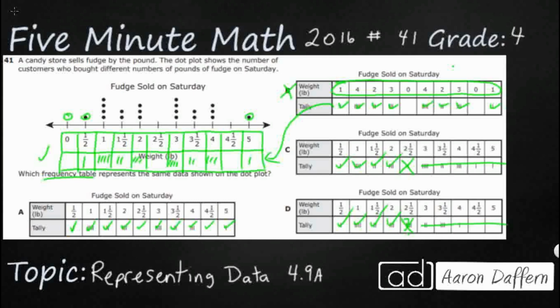All right, so we just went ahead and double checked. A is our correct answer because B, C, and D are all incorrect.